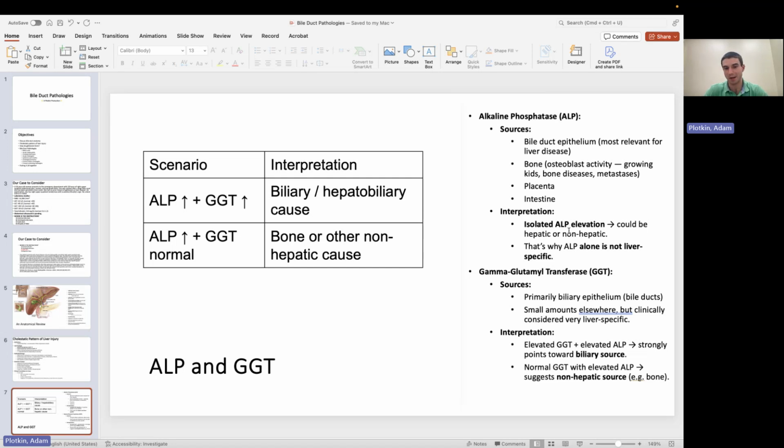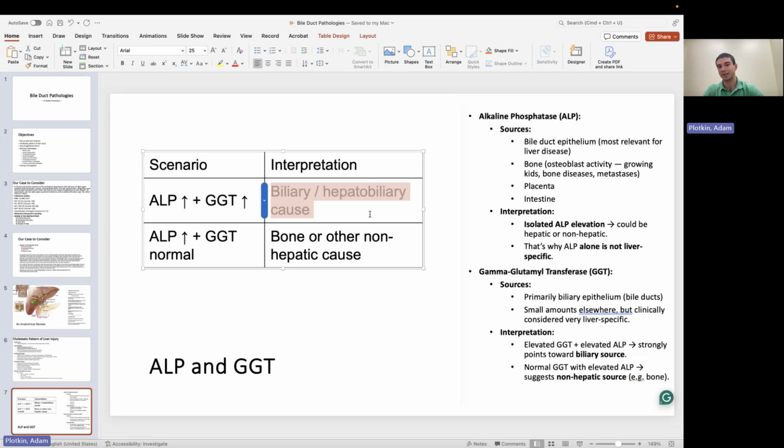So that's a classic step one question. The patient has elevated ALP. What do we want to do next? We want to get a GGT. And the GGT is primarily biliary epithelium, okay? Small amounts elsewhere, but not really important. So if I see an elevated ALP and GGT, I can be pretty certain it's a biliary or hepatobiliary cause, right? It's the bile duct epithelium, maybe intrahepatic, maybe extrahepatic, maybe both, that have this problem.